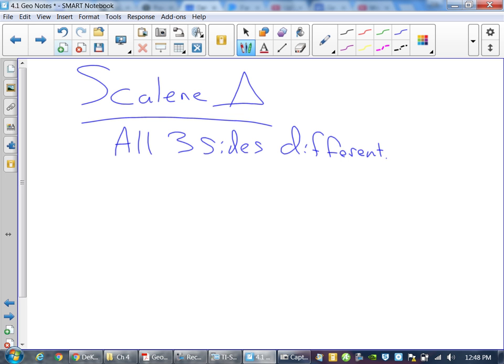If all three sides are different, what do you know then about all three angles? They're all going to be different also. Okay? So a scalene triangle has nothing in common. No angles the same, no sides the same.